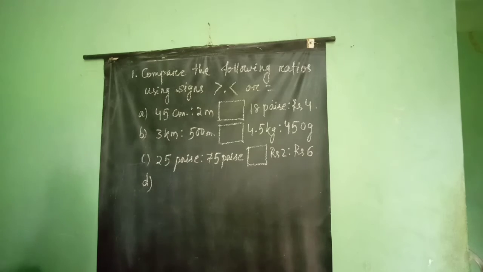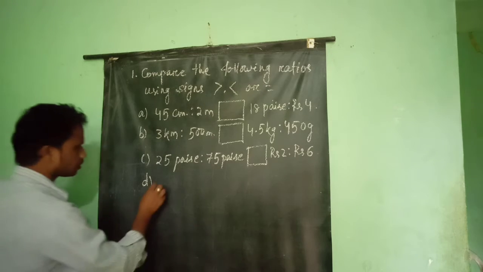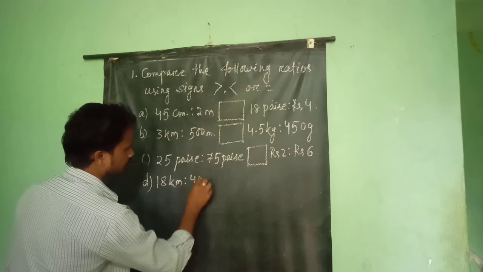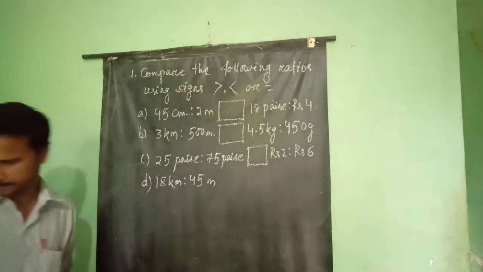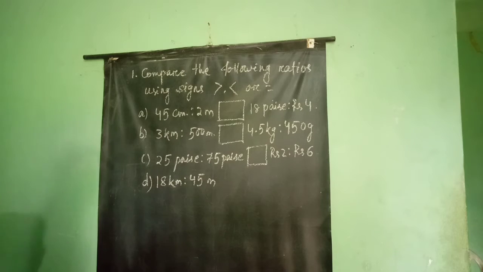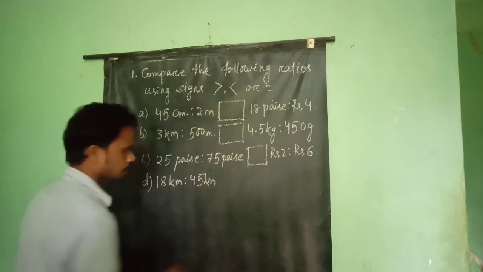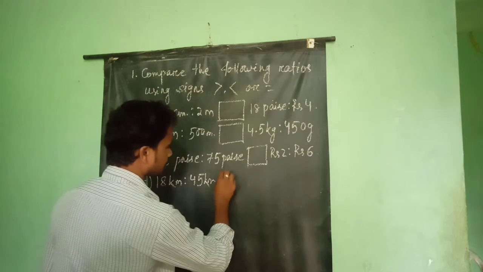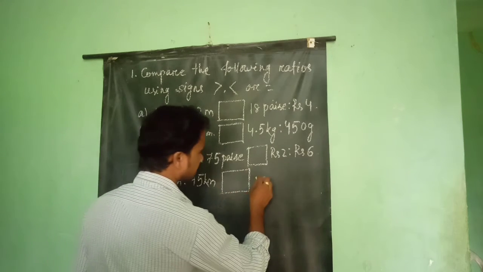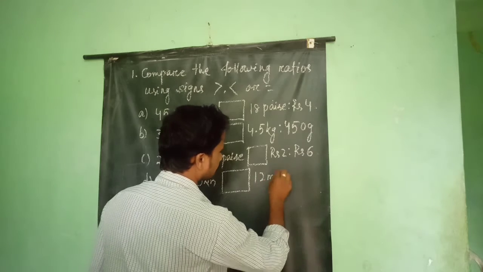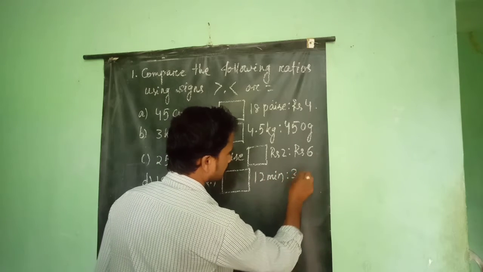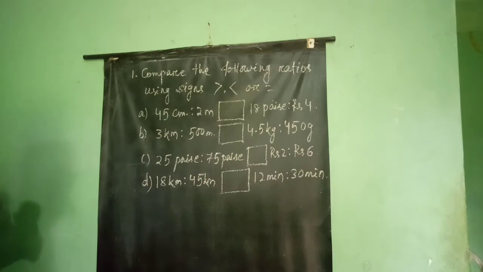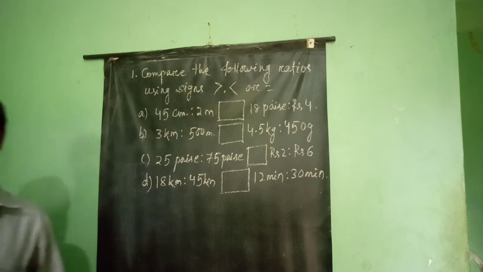D: 18 kilometer is to 45 kilometer. 12 minute is to 30 minute. Okay, this is your question number 1.